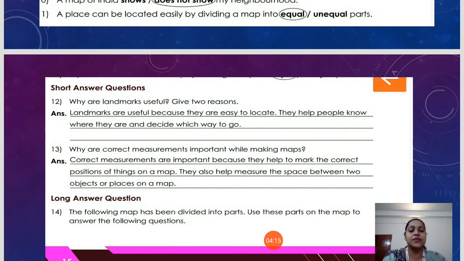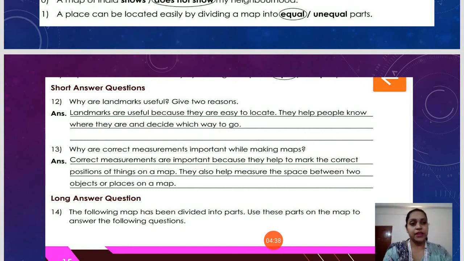Then we come to question number 13, which is given, why are correct measurements important while making maps? So why are correct measurements important? Correct measurements are important because they help to mark the correct positions of things on the map. They also help measure the space between 2 objects or places on a map.